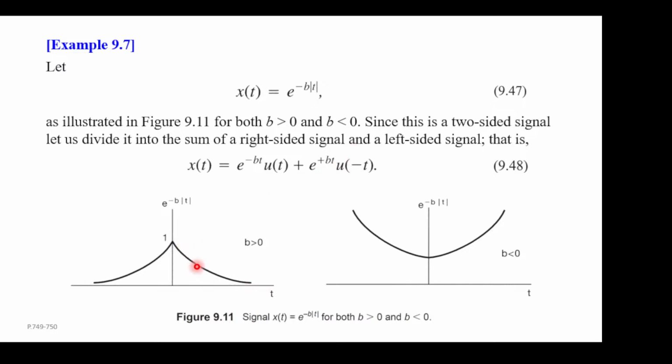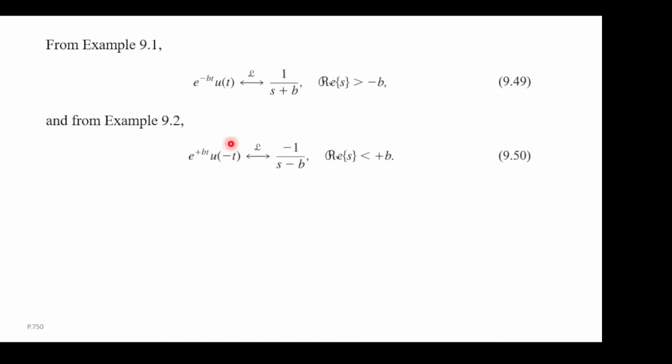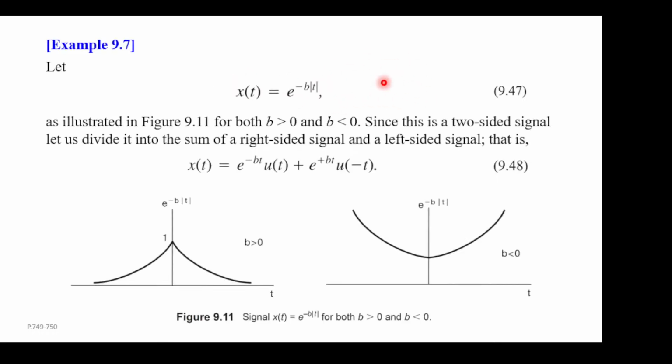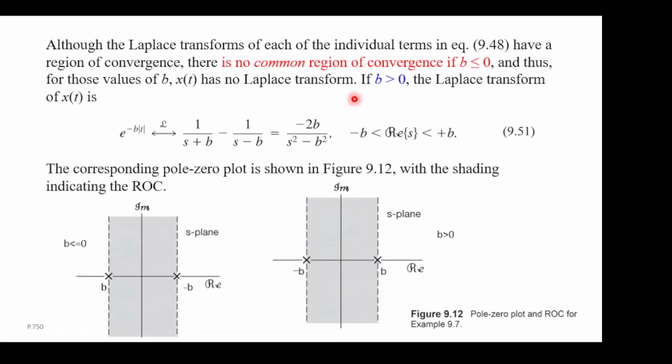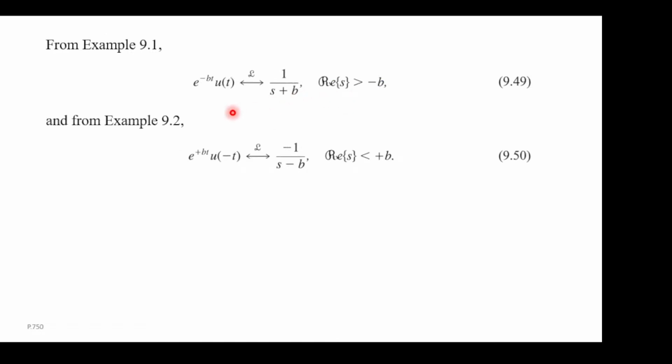Then we do the transform on both sides. This is right-sided, so this is e to the minus bt u of t. As we just reviewed today, its Laplace transform is 1 over s plus b, with the ROC to the right side of minus b. This satisfies our expectation: it's a right-sided function, and the ROC is to the right side.